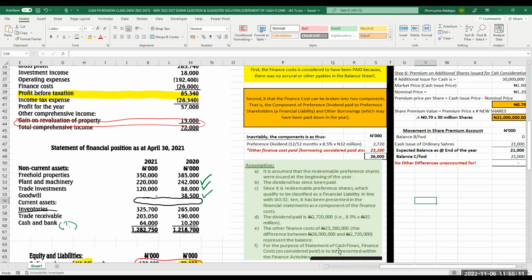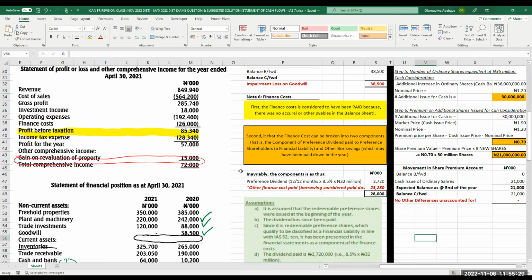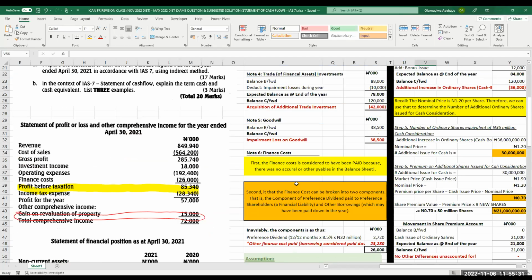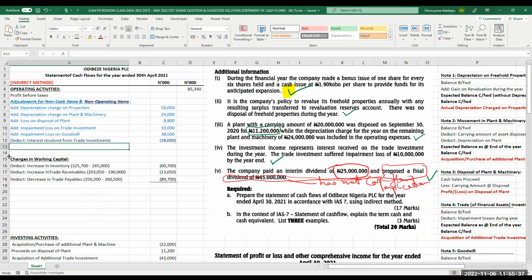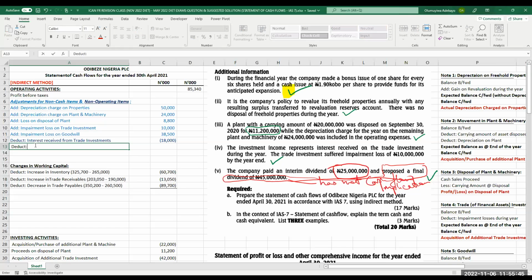For the purpose of the statement of cash flow, finance cost, as considered paid, is to be presented within financing activity. But again, as I've told you, it's a choice of a company based on its accounting policy and depending on the industry it belongs to. It may treat it as an operating activity. It may treat it as a financing activity. But for this case, I'm treating it as a financing activity. But I can always prefer to treat it as operating. But again, it depends on the perspective you are in. Therefore, I'm going to classify it out of here also.